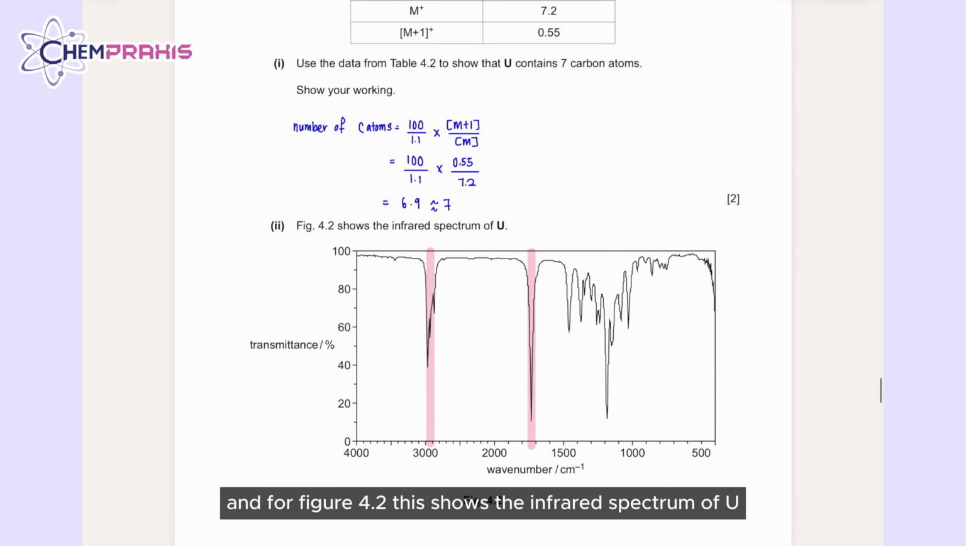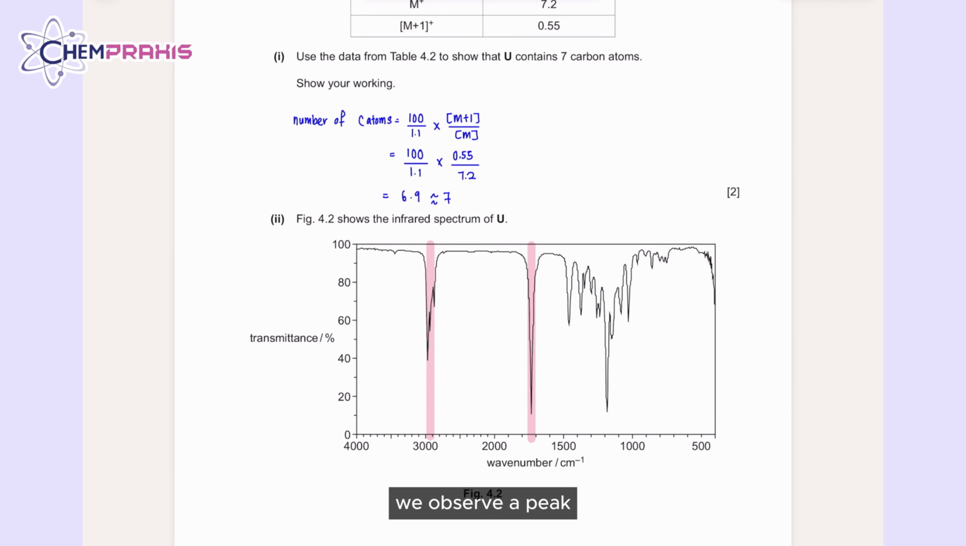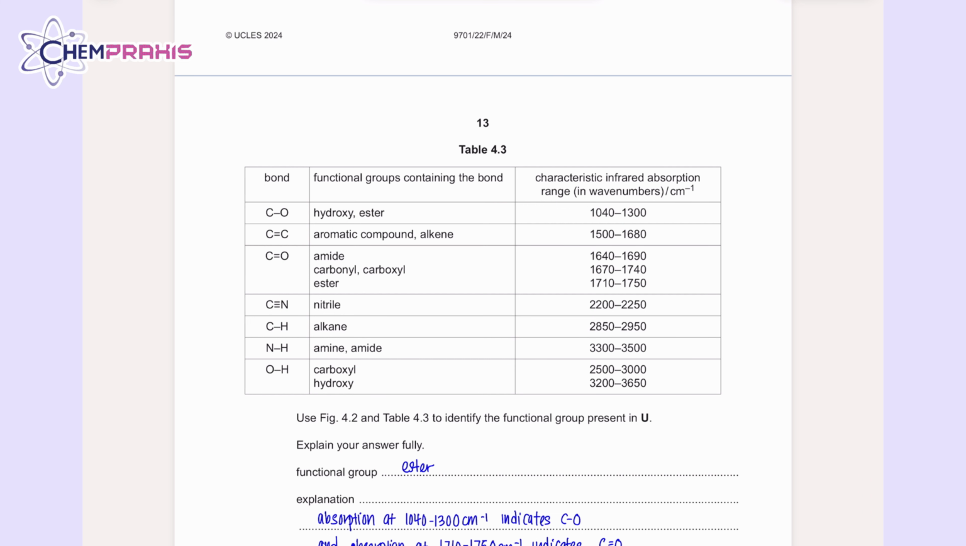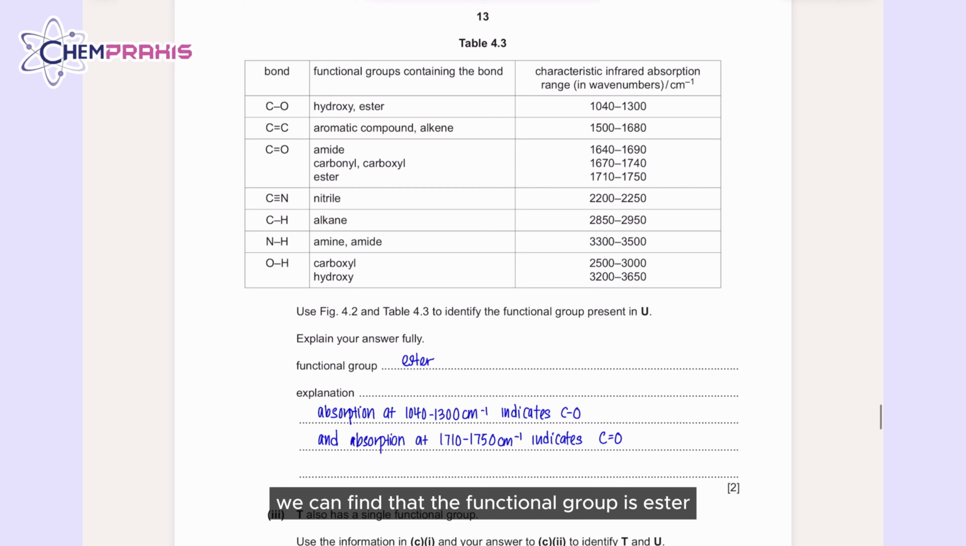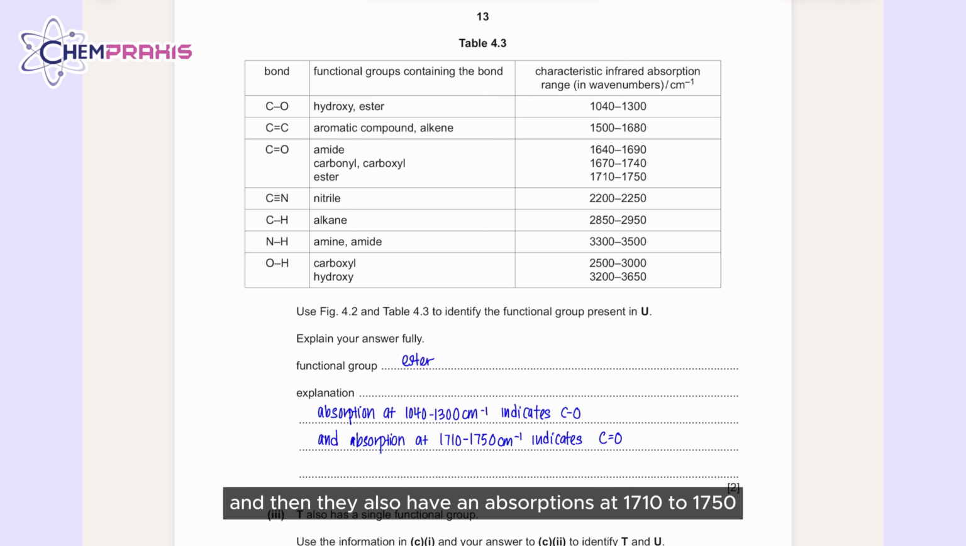For figure 4.2, they show the infrared spectrum of U, and the ones that I highlight are where we observe a peak. We need to observe the wavenumber. Same goes to this. And then after that, we need to refer to the infrared table in order to determine what is the bond that they are trying to represent. So from the graph, we can find that the functional group is ester, because they have an absorption at 1040 to 1300 cm-1, which indicates a C-O bond, which is this. And then they also have an absorption at 1710 to 1750, which indicates a C=O, which is here.